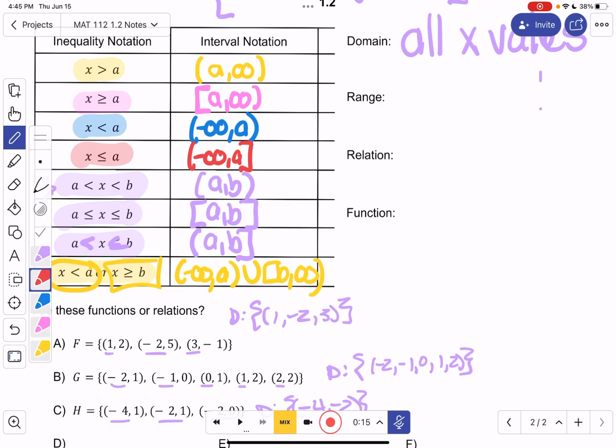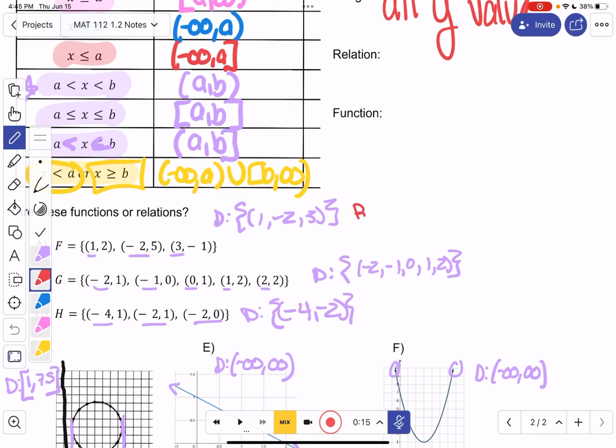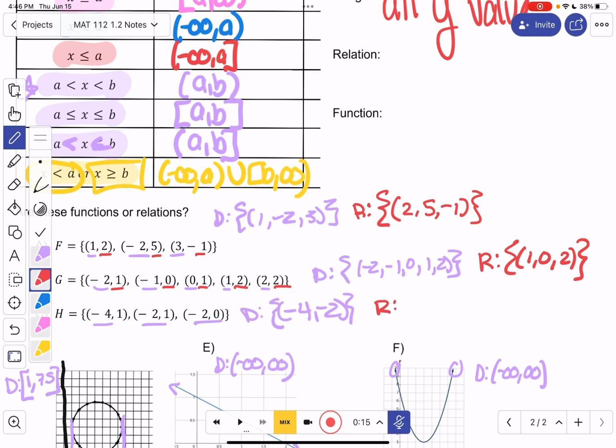Now let's talk about range. Range is all y values. So we do the same process, we're just looking at the y's. So for this one, we have 2, 5, and -1. Here we have 1, 0, 1, 2, 2. So 1, 0, and 2, because we don't have to repeat them. And then this one is 1, 1, and 0, so we just have to put 1 and 0.